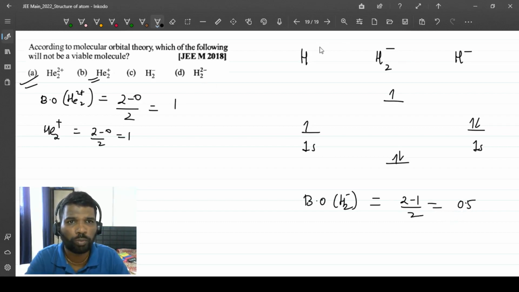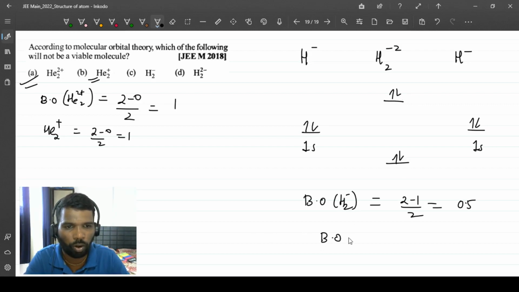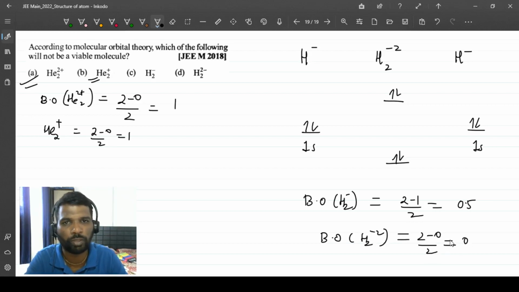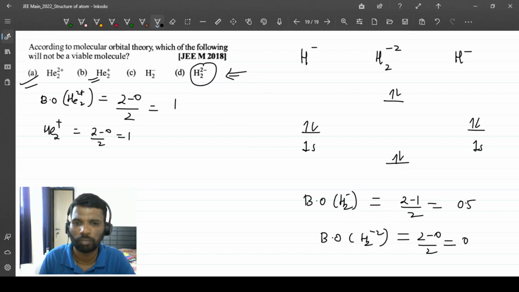H2 minus 2 means it is this H2 minus 2. Here also there is one electron, here there is one electron. So the bond order of H2 minus 2 will be 2 minus 2 divided by 2, which is equal to 0. Right? So this is not a viable molecule. You cannot have this molecule because the bond order itself is 0.